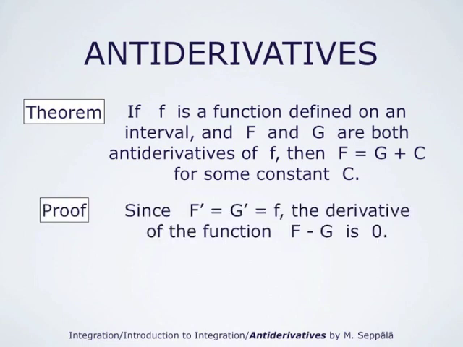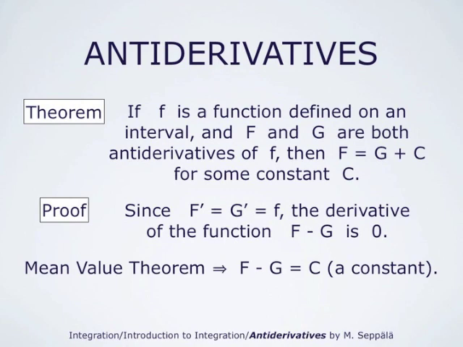To prove this, we have to show that F minus G is a constant. So since F prime is f and G prime is f as well, we conclude that the derivative of the function F minus G is f minus f, which is 0. By the mean value theorem, we conclude that the function F minus G is a constant. We denote that constant by C. And this means that F is G plus the constant C.